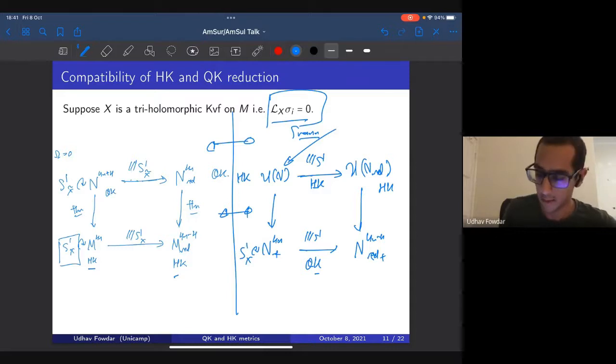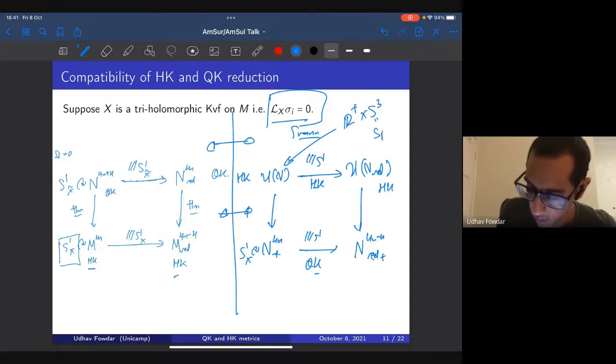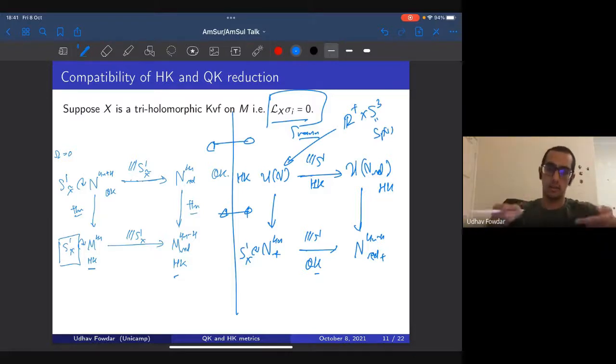It is a cone over something. So the fiber essentially is R plus cross S3, where S3 is essentially, you should think of it as SP1. So this SP1 acts triholomorphically. But there's also this R factor here. There's this radial direction here. So there's a homothetic Killing action on your Swann space.